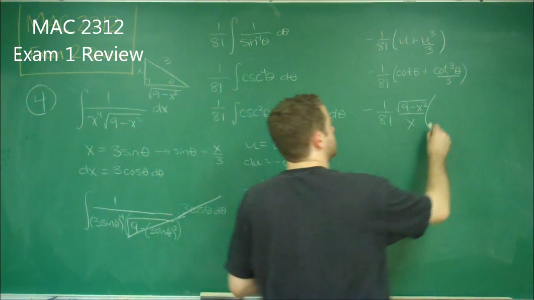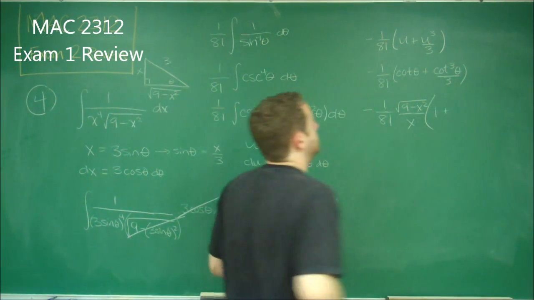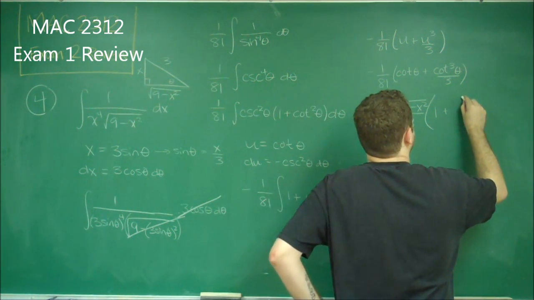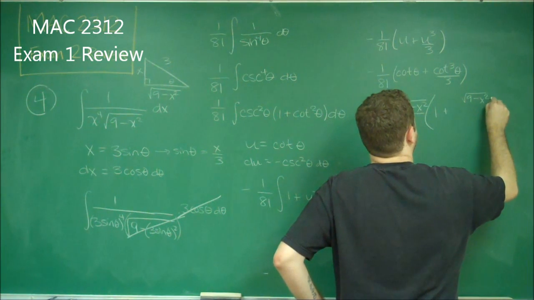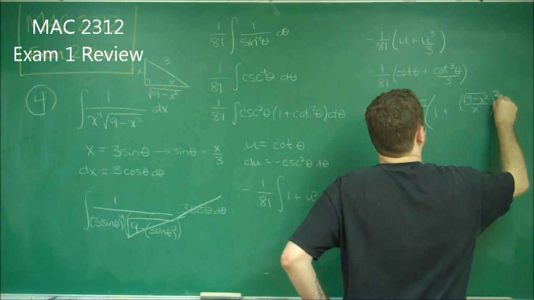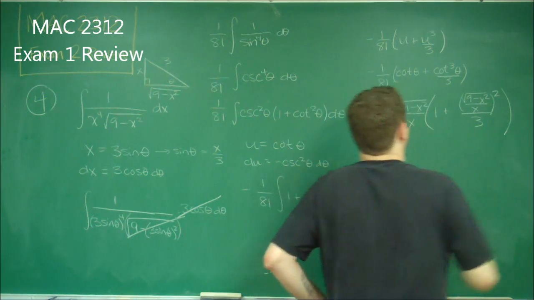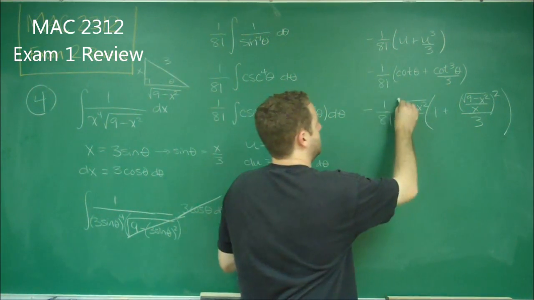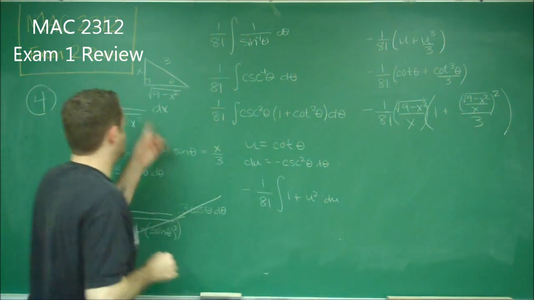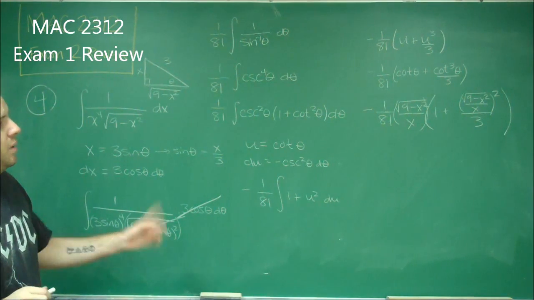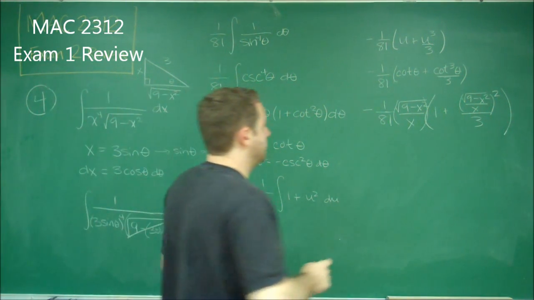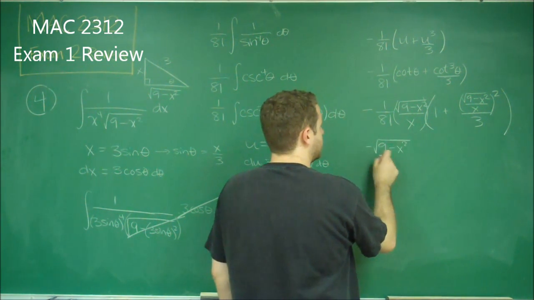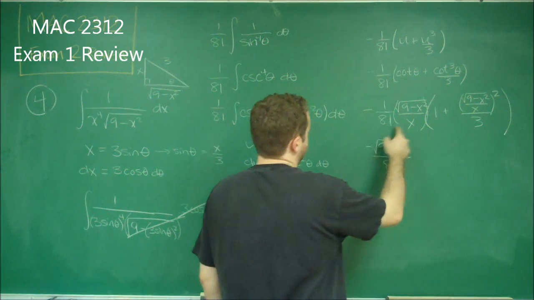What I'm going to be left with is 1 plus cotangent squared over 3. So what I'm going to get here is root 9 minus x squared over x squared over 3. So all I did here was take out one of the cotangents. Cotangent was that, like we had just shown on the triangle. And then I get 1 plus cotangent squared over 3, plug that in also. So this simplifies down to negative root 9 minus x squared over 81x if you combine these things.